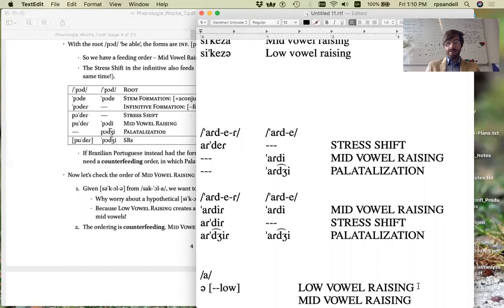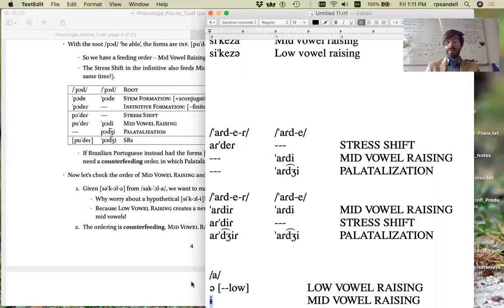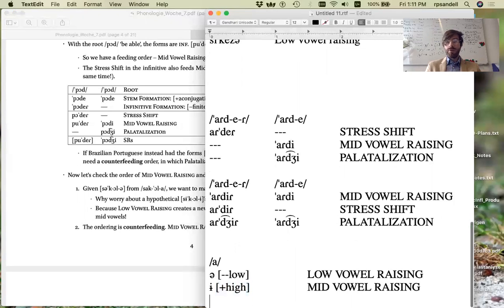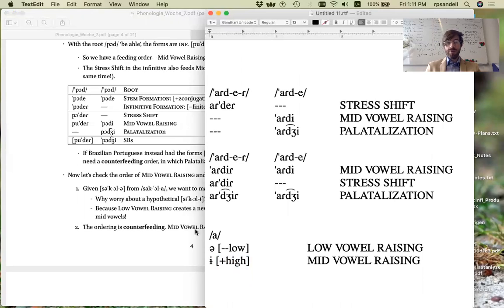So in that situation, an underlying unstressed a would first become a schwa by low vowel raising, and then, since the vowel is already unstressed but now minus low, mid-vowel raising would be able to apply and create the high central vowel ɨ out of the schwa, which we'll say is a plus high vowel. But we don't find in Brazilian Portuguese any instance of this plus high vowel at all. So the opposite ordering must be the correct ordering of the two rules.